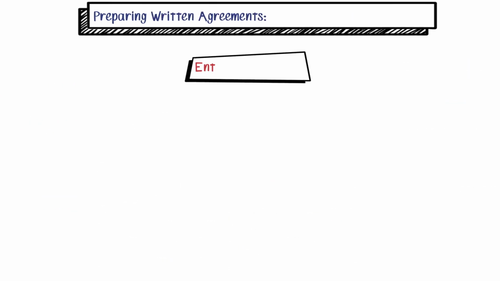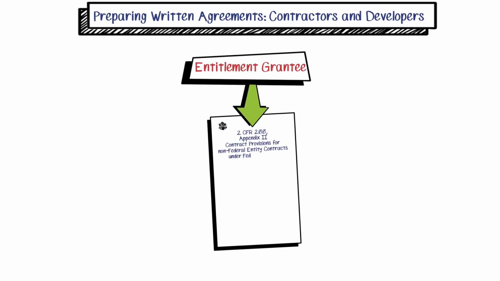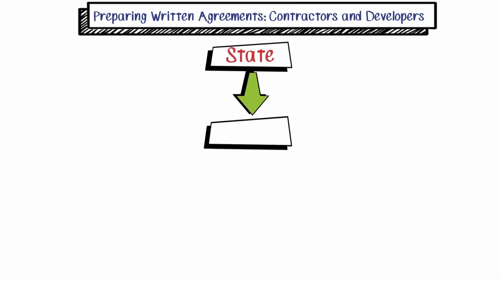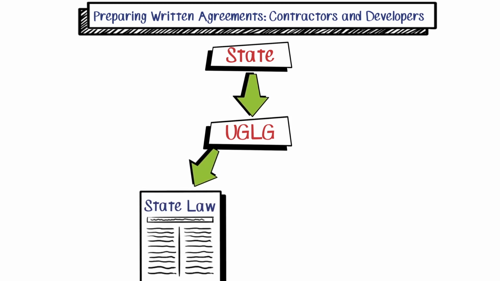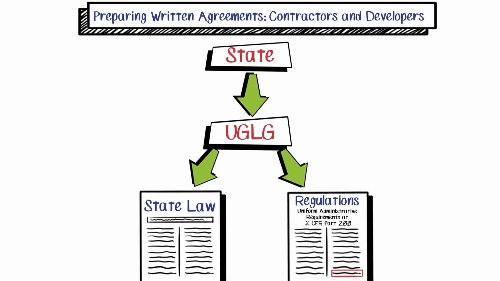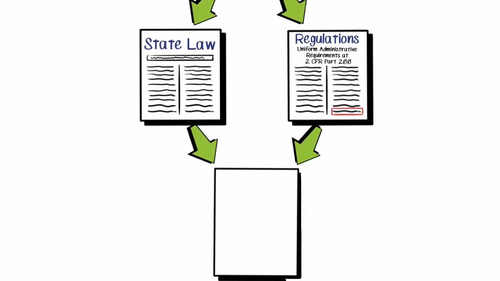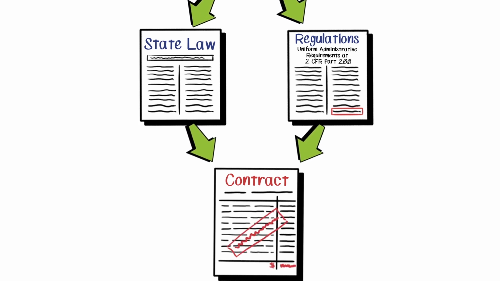Written agreements between entitlement grantees and contractors or developers must incorporate at least all the provisions found in Appendix 2 of the Uniform Administrative Requirements. If the state has adopted the Uniform Administrative Requirements to govern its administrative systems for the CDBG program, written agreements between units of general local government and contractors or developers must incorporate at least all the provisions found in Appendix 2, Contract provisions for non-federal entity contracts under federal awards. If the state has not adopted the Uniform Administrative Requirements, written agreements between units of general local government and contractors or developers must include the provisions required by state law or policy.